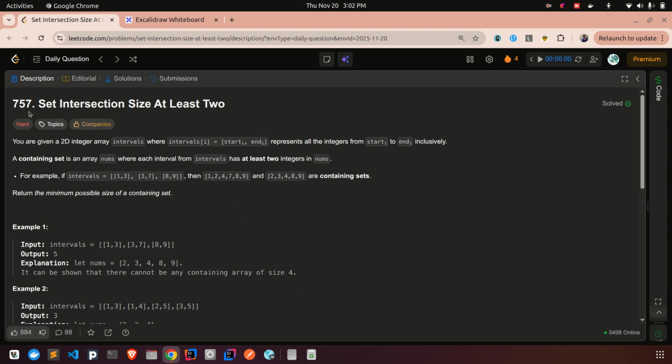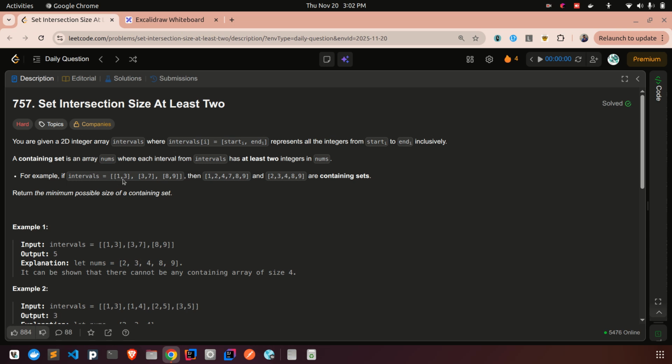Let's solve today's LeetCode problem 757, Set Intersection Size At Least 2. You are given a 2D integer array intervals where intervals[i] is [start of i, end of i], representing all integers from start till end inclusively. A containing set is an array nums where each interval from intervals has at least two integers in nums.